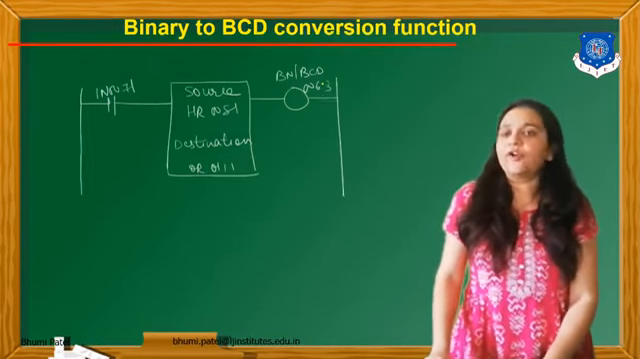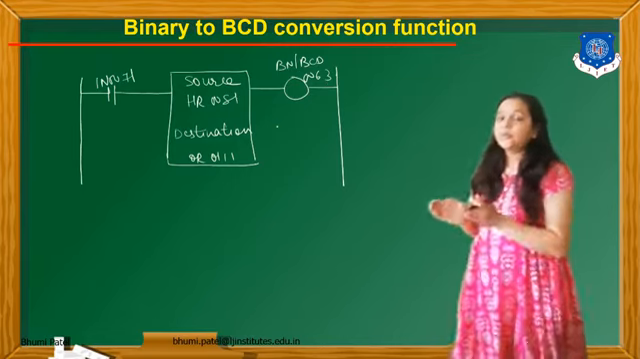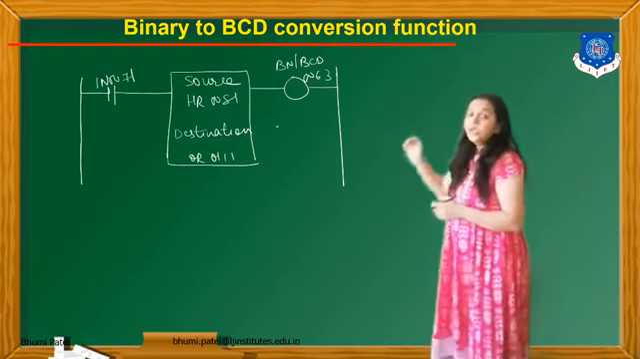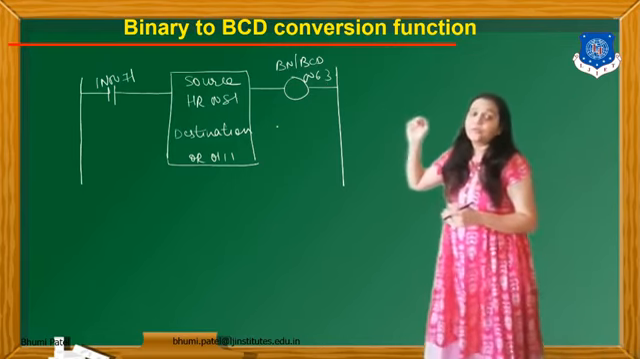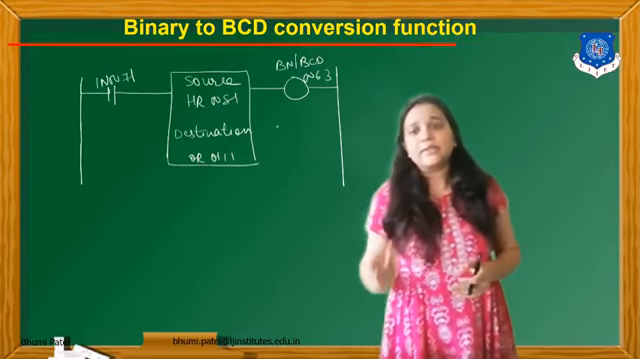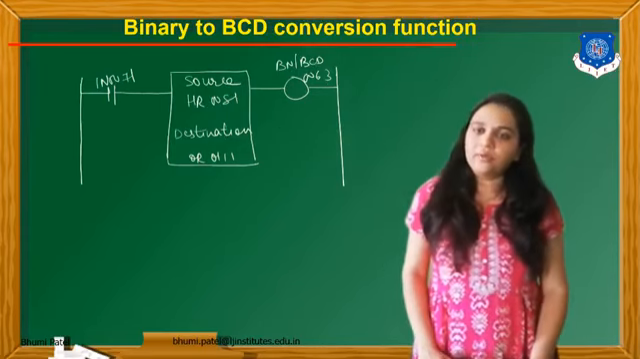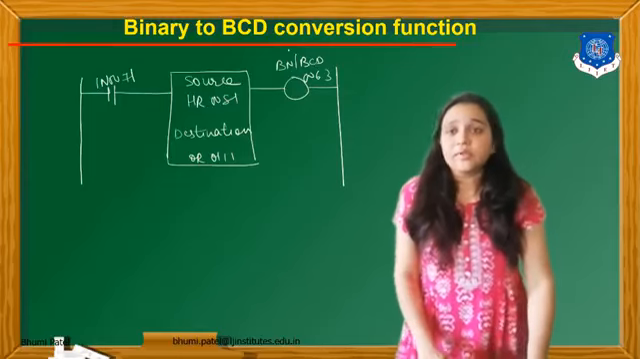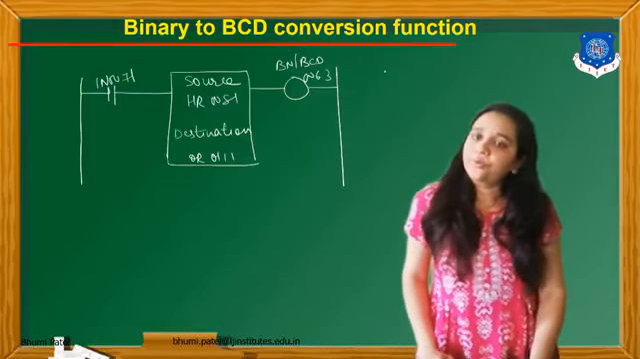Okay, same thing for the binary to BCD. We have to use the block format. For the one input, we have to write the source and destination in the block format, and then we have to get the conversion number from binary to BCD.